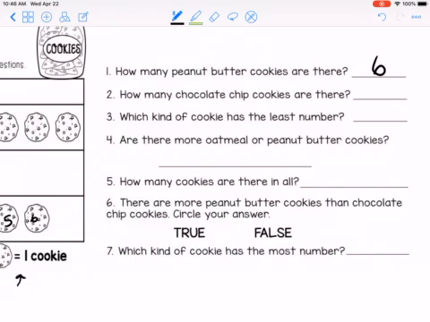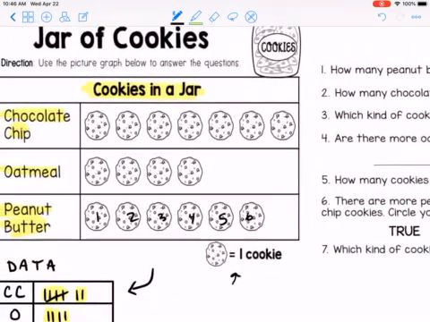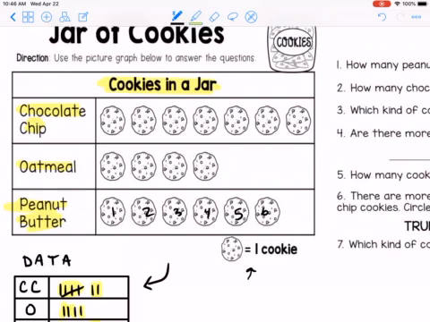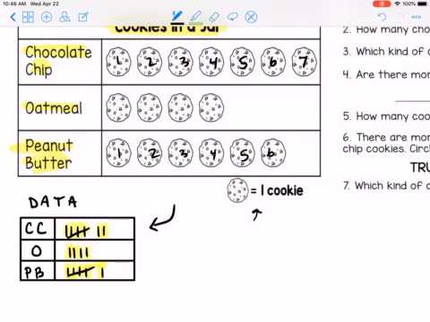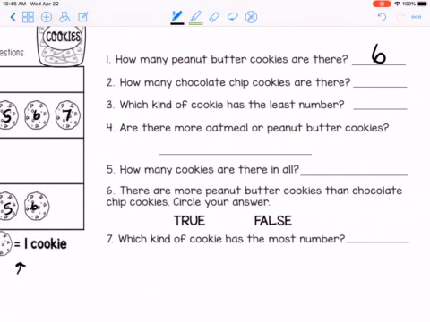Number 2 says, how many chocolate chip cookies are there? Again, our scale is 1, so we're just going to count our chocolate chip cookies as they are here. 1, 2, 3, 4, 5, 6, 7. And we can check our data set as well. We have 1, 2, 3, 4, 5, 6, 7 down here. So we're good to go. So there are 7 chocolate chip cookies.